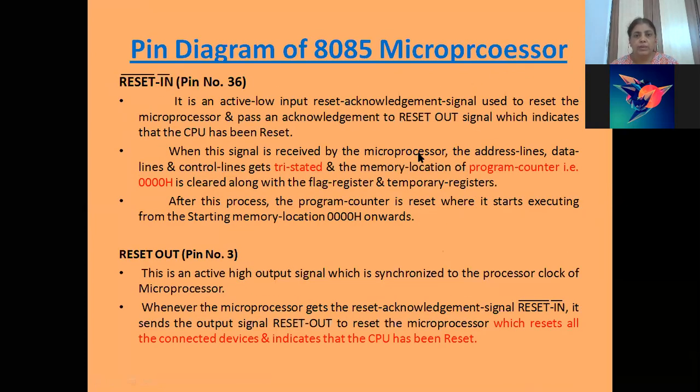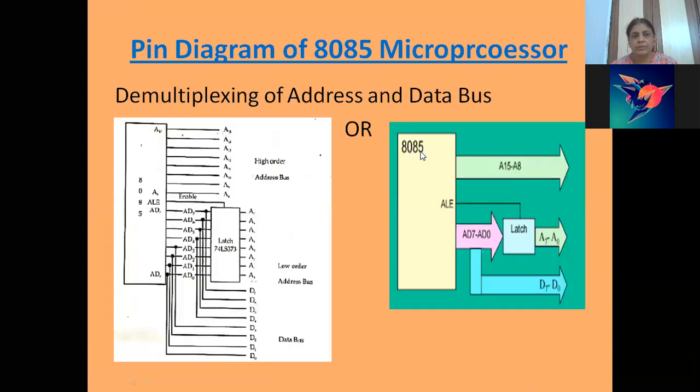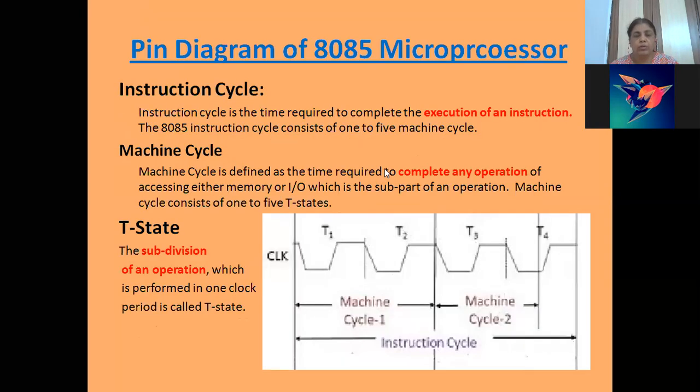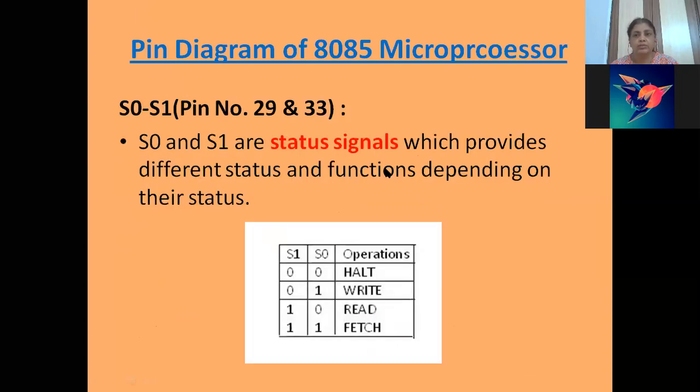These two pins tell the status of the microprocessor, meaning what function the microprocessor is doing right now. You can get the idea of what the microprocessor is doing from these two status signals. If you see this table, if these two inputs are 0 0, meaning both are low, then it is in the halt condition, meaning it is in the stop mode.